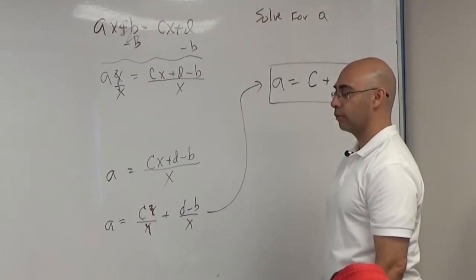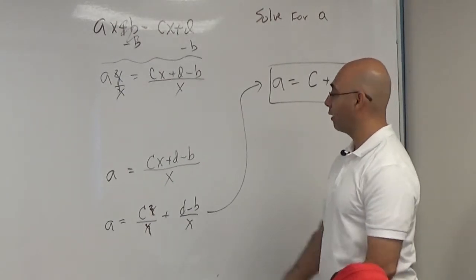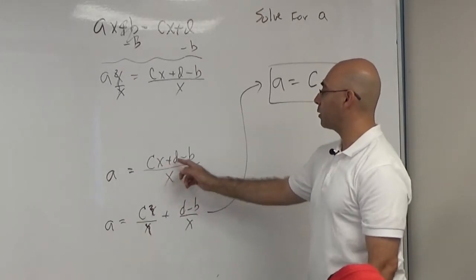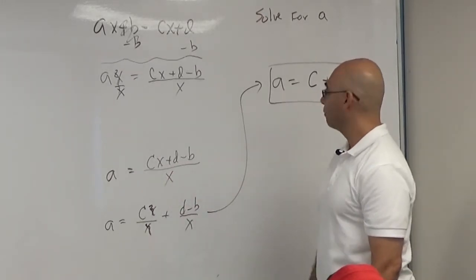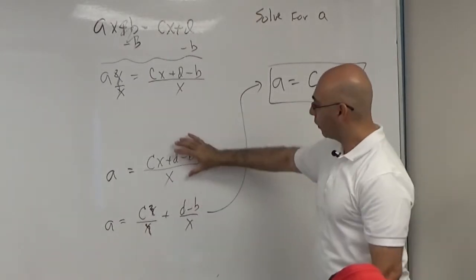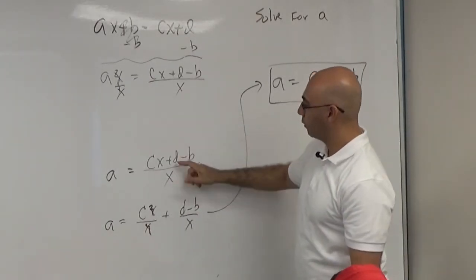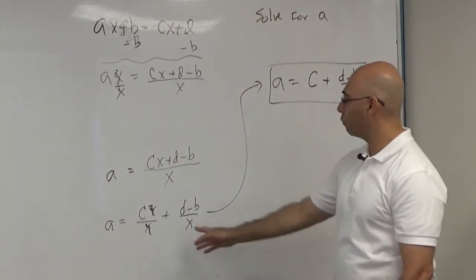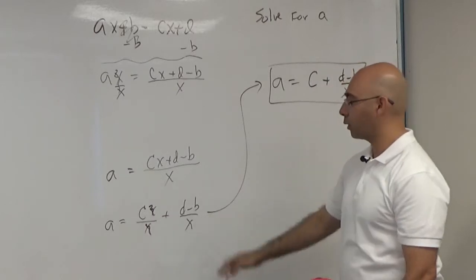Got it? Because I can see someone doing this. Cross out these x's, I'm left with c plus d minus b. But that's not what the answer is. Because they say, well, I crossed it out. Well, yeah, but you can only cross out for these two. These guys still have that x. So separate them so that way you don't get confused that way.